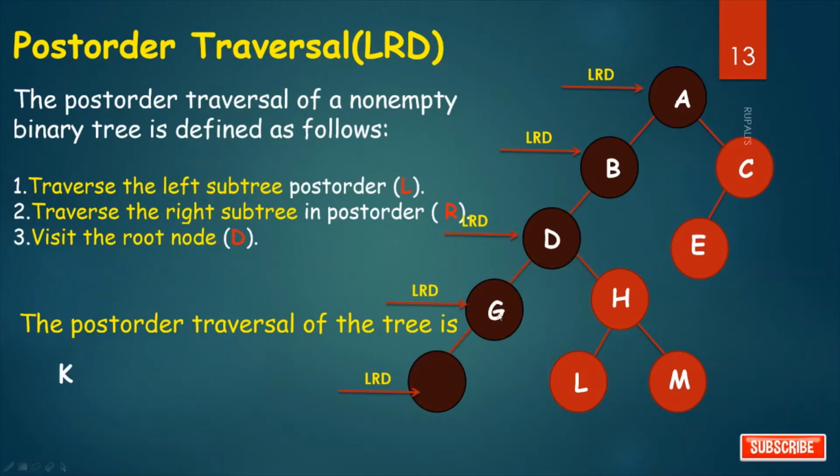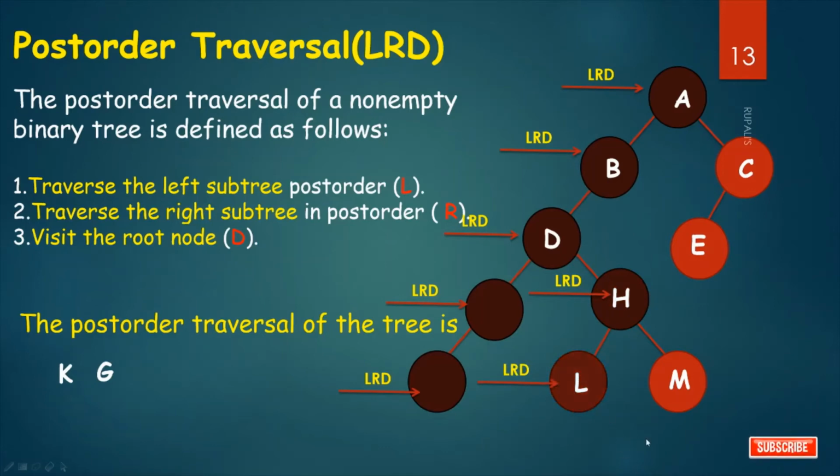For G, L completed, R means visit right child. No right child is there. So D, print the node. So print G. For this node, L completed, R visit right child. When we are getting any new right child, then again we apply LRD there. So we apply LRD here. L means visit left child. Again we apply LRD here. L means visit left child. No left child is there. R visit right child. No right child is there. D print the node.